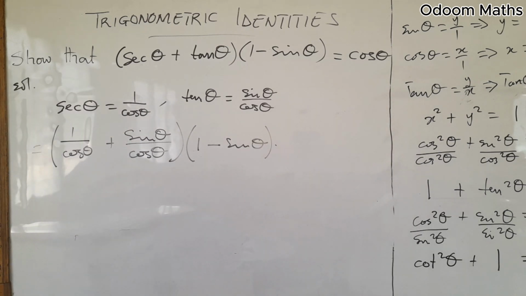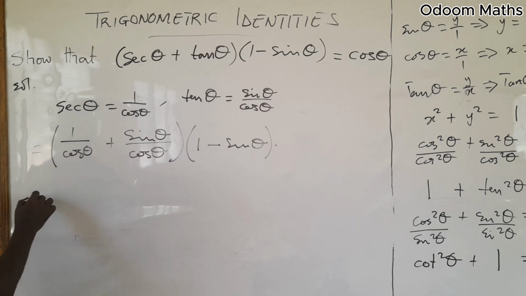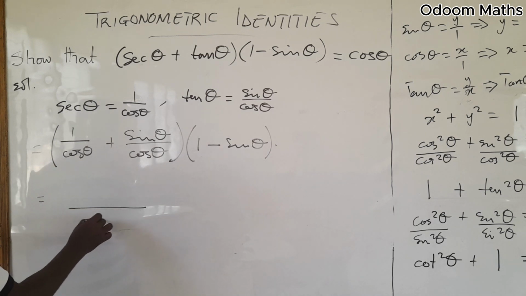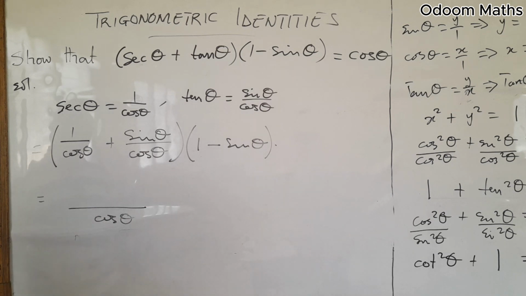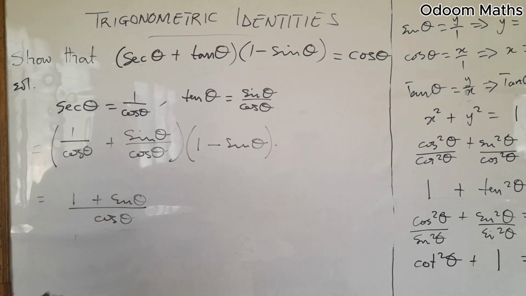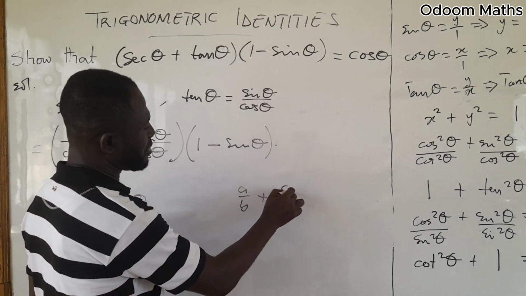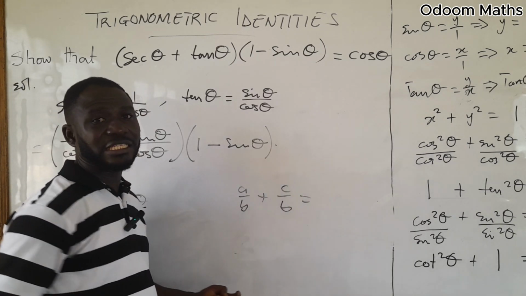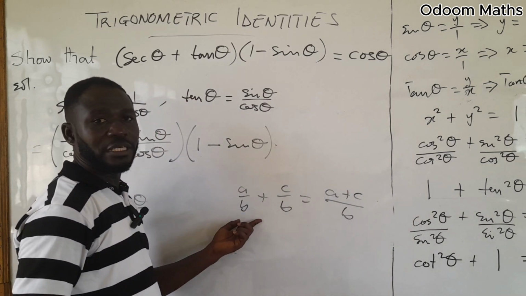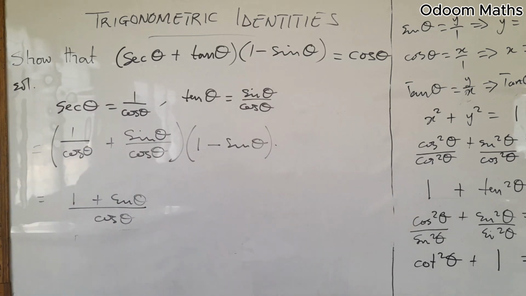Okay. Now let's see. Here the LCM is cos theta. So this is 1 plus sine theta. So when you have something like a over b plus c over b, you can write it as a plus c all over the LCM b. Okay. So now let's continue.